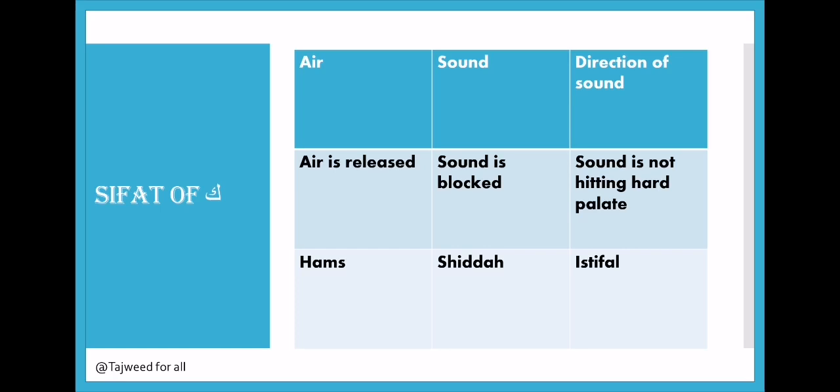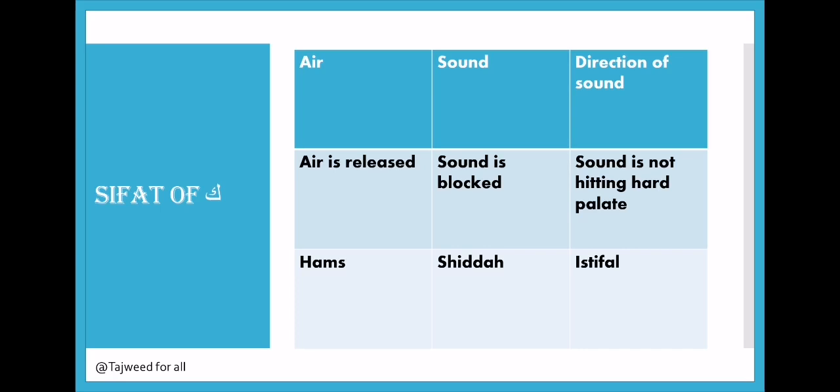Which one among the shidda and the hams do you think is stronger? Is it shidda or hams? It is shidda. So imagine going to the classroom. Who can go first? The shidda will go first and then the hams will happen. Don't let the shidda and the hams go together. Don't let the sound and the air go together. Then it will no longer be shidda.